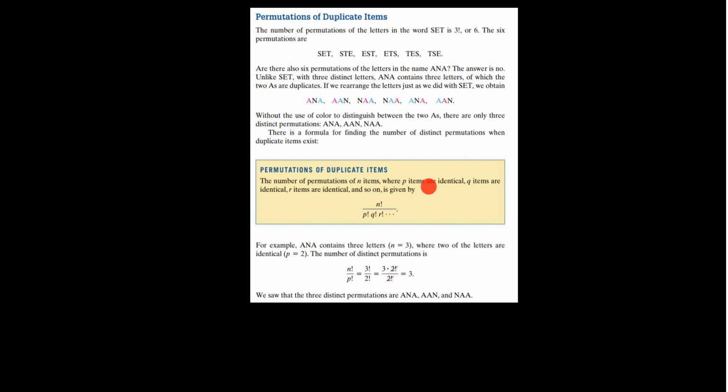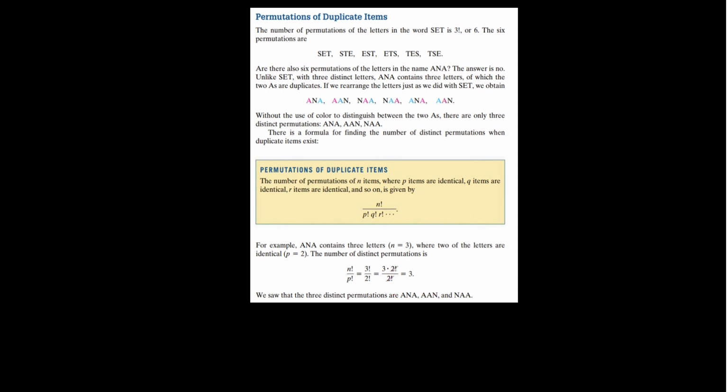So where p items are identical, q items are identical, r items are identical, and so on. Well, in A and A, we only have 2 that are identical. So we would put 2 factorial. And of course, writing out 3 factorial over 2 factorial, like the same thing we've done in the examples before, the 2 factorials cancel, and so we're just left with a 3. And of course, we do indeed see that there are 3 distinct ways to write A and A.